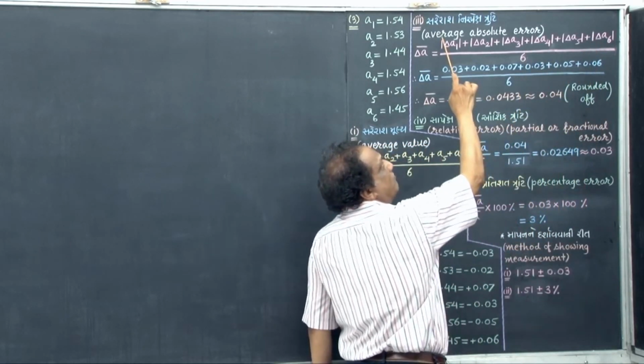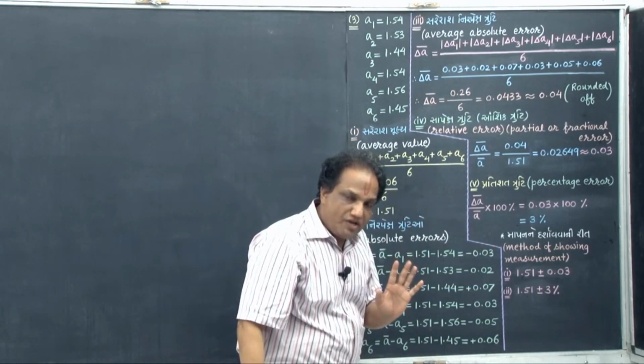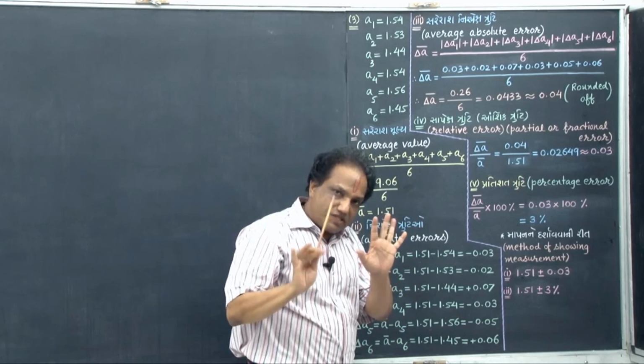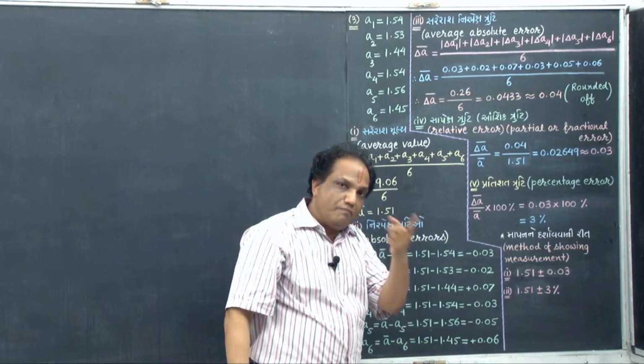When you take modulus, you are supposed to convert negative values into positive values. Whichever value is positive, just keep it as it is, but whichever value is negative, when you take modulus, it will become positive.